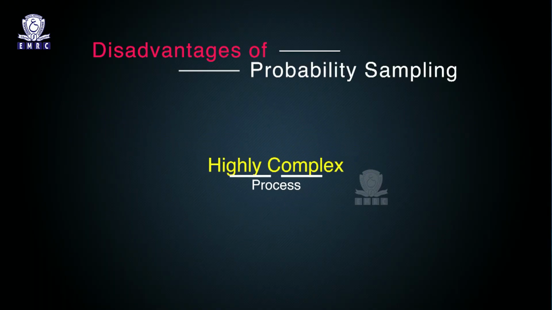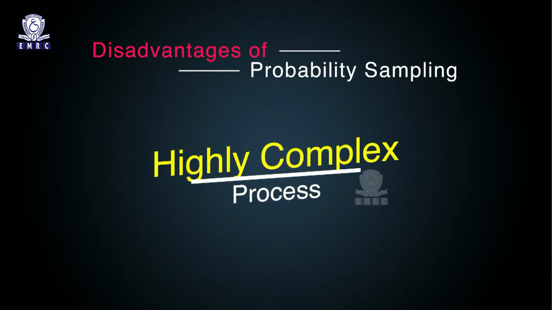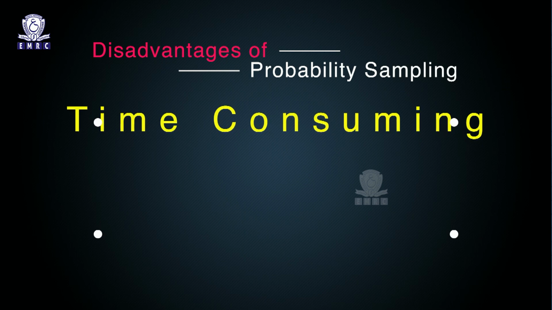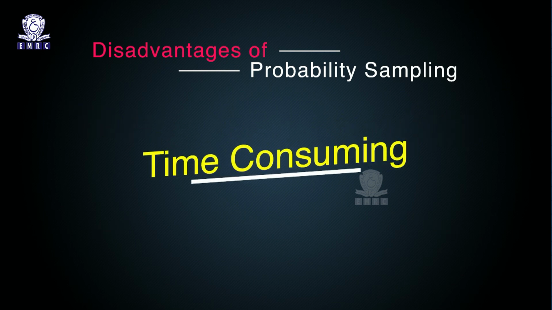The second one is, it is a highly complex process. In probability sampling, the data of the population should be gathered, arranged, and units have to be selected randomly, which is a complex process. The third one is, it is time consuming.